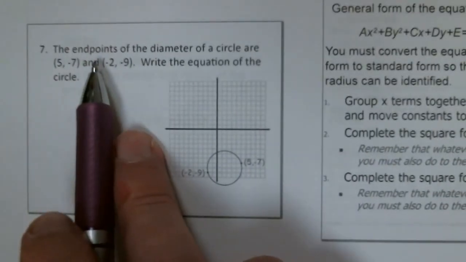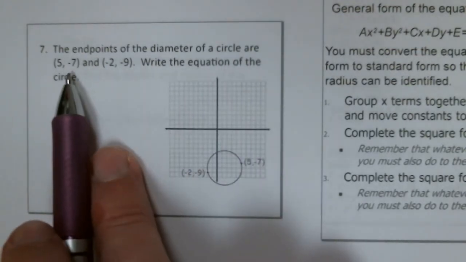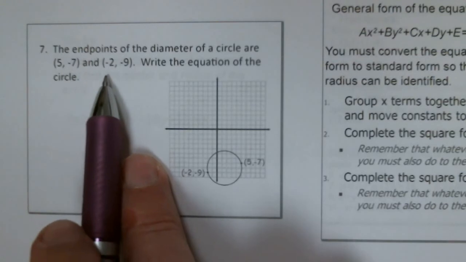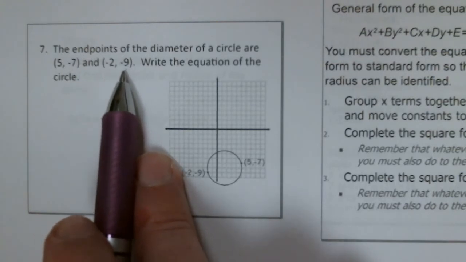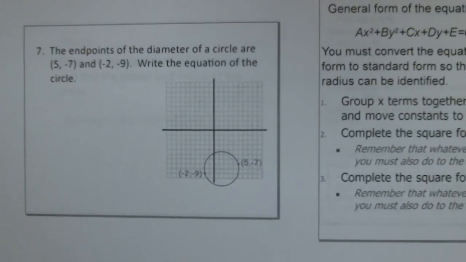All right, so we have the endpoints of the diameter of a circle are (5, -7) and (-2, -9). It says write the equation of the circle. Okay, so what are the two things I need? I need the center and I need the radius.